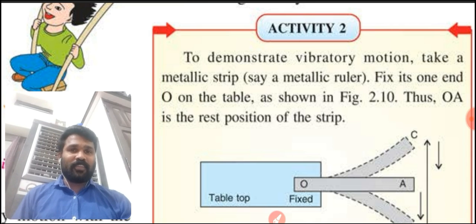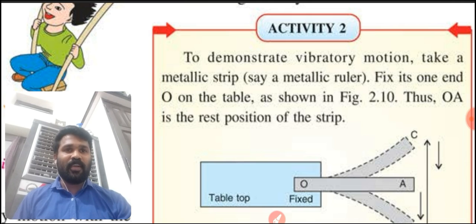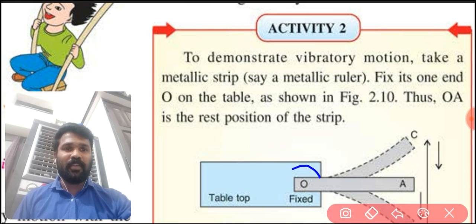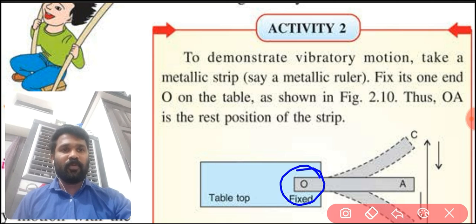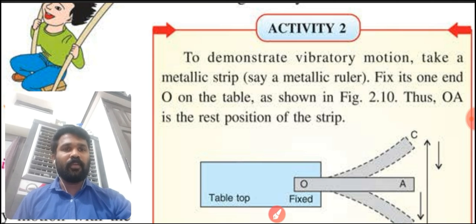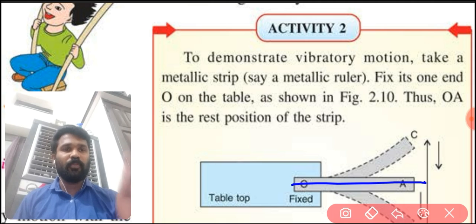Take one steel scale or metallic strip, fix one end on the table, as shown in the figure. Thus OA is the rest position of the strip.